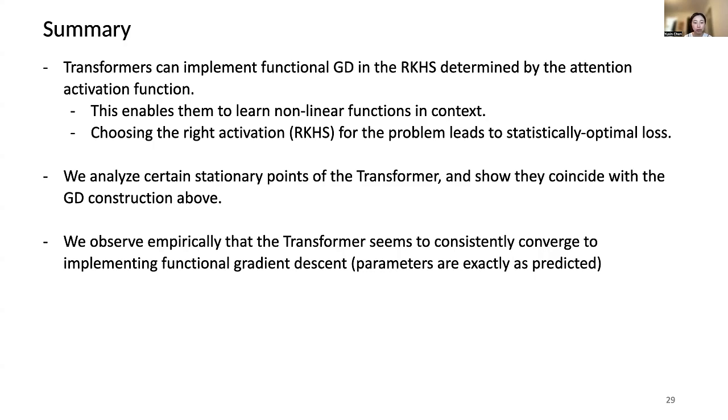In addition, we analyze certain stationary points of the transformer and show that they coincide with the gradient descent construction above. Finally, we observe empirically that the transformer seems to consistently learn to implement functional gradient descent during all our experiments.